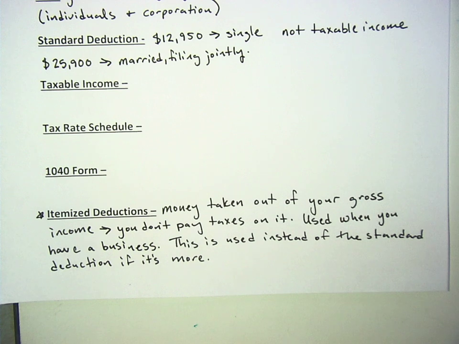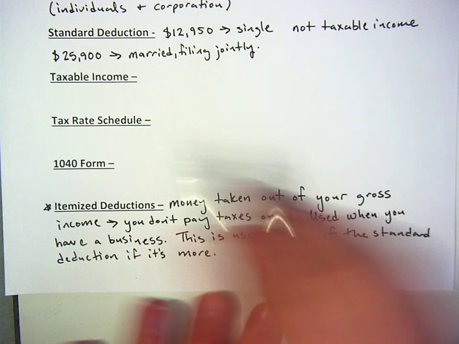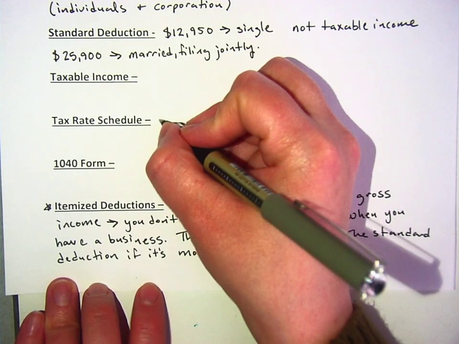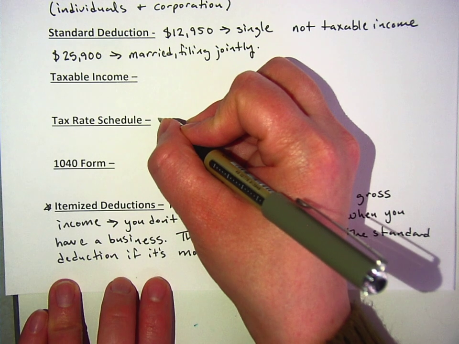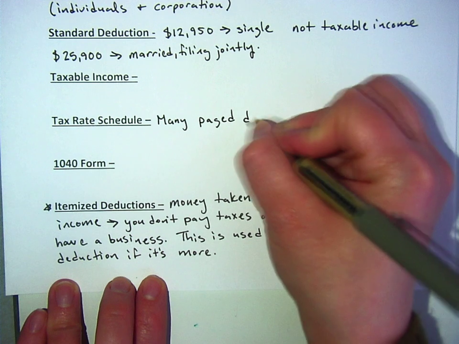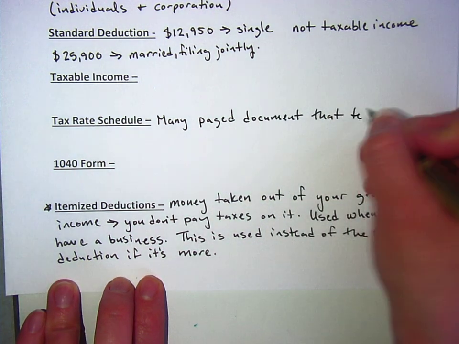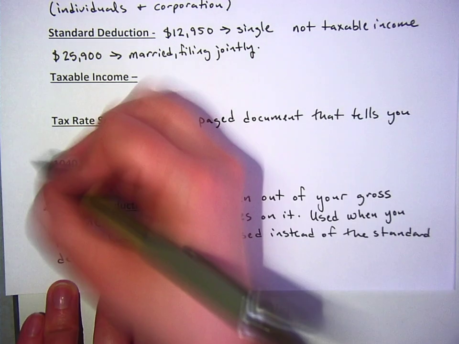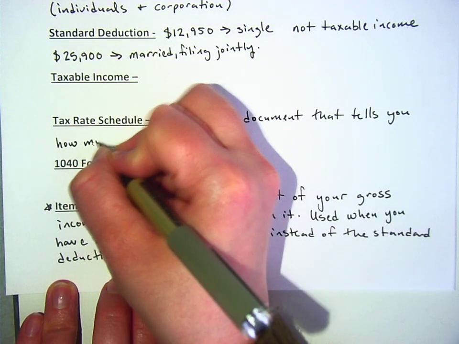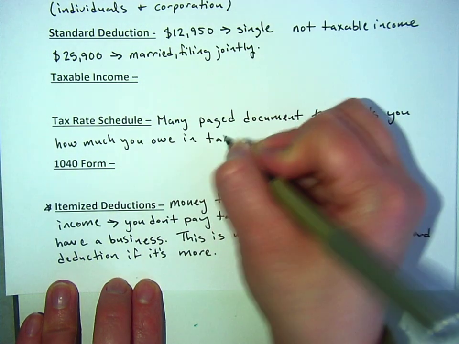Okay, we're going to start doing taxes tomorrow, but today, like I said, we're going to be talking about how to read a tax table. This is called a tax rate schedule. I am going to write one more thing on here, so don't quite put it away. A tax rate schedule is a many-paged document that tells you how much you owe in taxes.